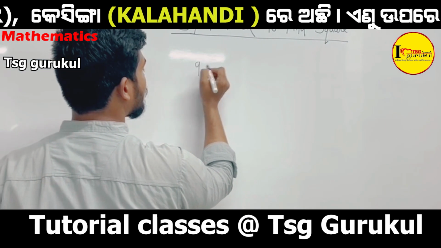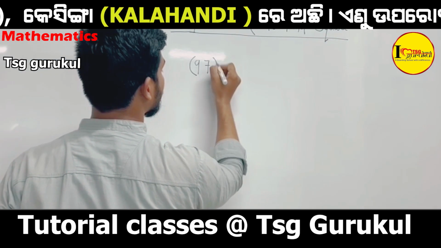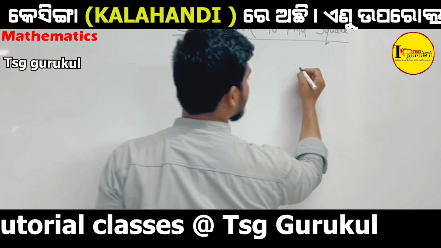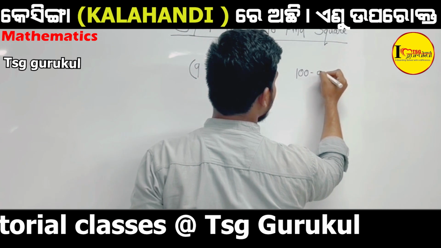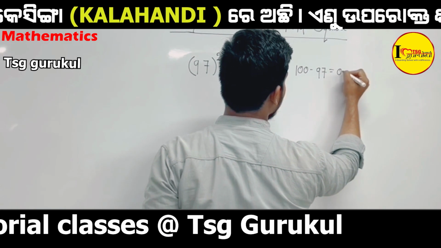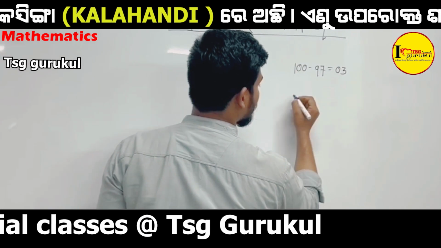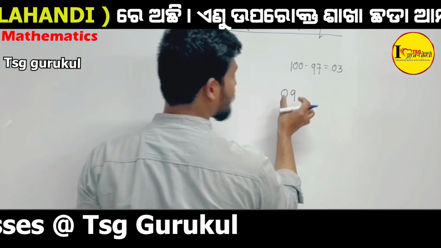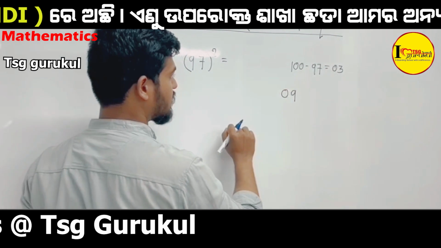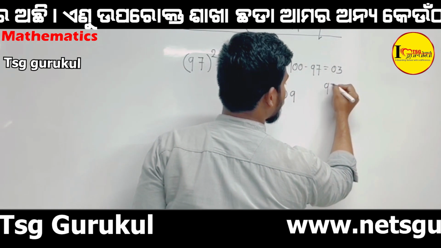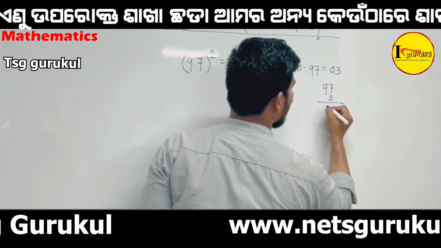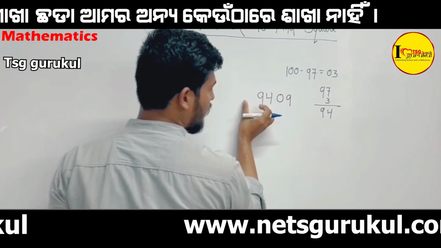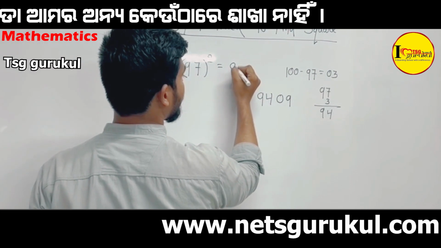Let's see another trick, but this trick is applicable whenever the number is around 100. If I want to find out the square of 97, here I have to consider 100 as the base. Now 97 is 3 less than 100. So here 3 square is 9, and I have to write 09 because I am considering 100 as the base. Now if I subtract 3 from 97, that will be 94. So if I write 94 before 09, that is the square of 97.